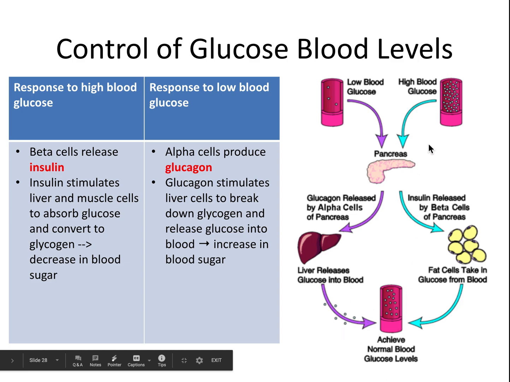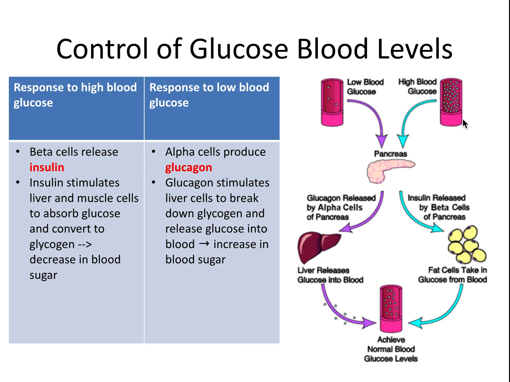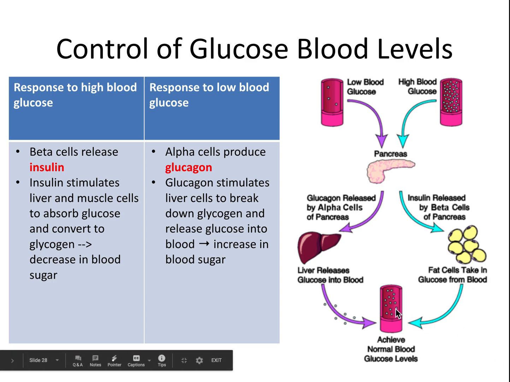In this other case, you have too much sugar in your blood, so the pancreas is going to have the beta cells release insulin, which then triggers fat cells to take in sugar from your blood, and then you achieve normal blood glucose levels.